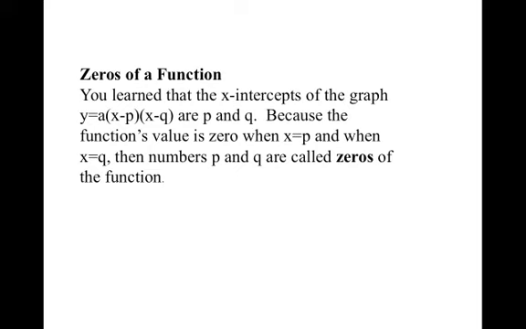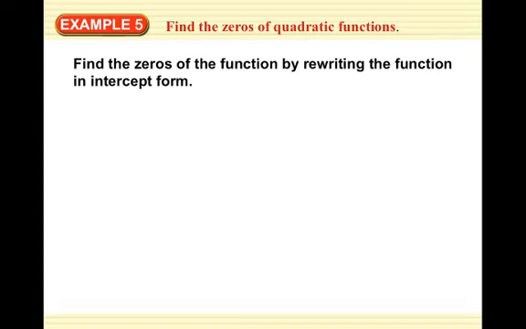All right, zeros of a function. You learned that the x-intercepts of the graph y equals a times x minus p times x minus q are p and q. Because the function's value is 0 when x equals p and when x equals q, the numbers p and q are called zeros of the function because they generate y values of 0.